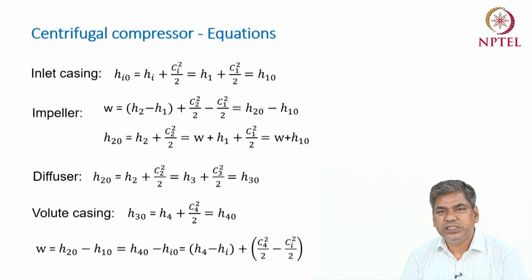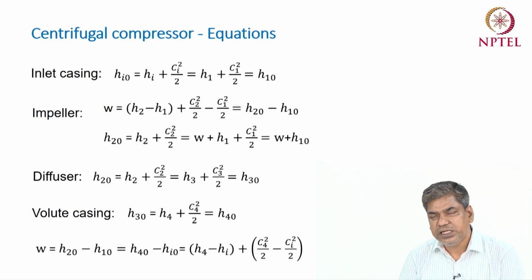So for this case, the total enthalpy change is basically equal to the total work input to this compressor. We can say that the work input to the compressor is equal to the total enthalpy change, H20 minus H10, because the outlet condition is H40. So H40 minus Hi0, that can also be written as H20 minus H10, and that is equal to the enthalpy change between the inlet and outlet, H4 minus Hi, plus the kinetic energy change between the inlet and outlet, C4 squared by 2 minus Ci squared by 2.